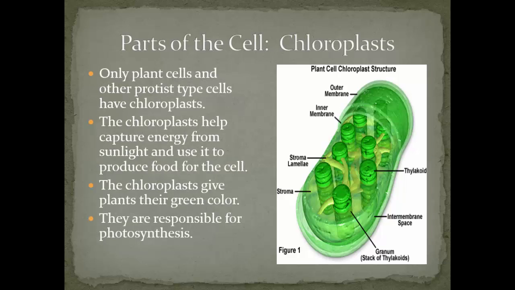Chloroplasts. They only exist in plant cells and other protist-type cells, because chloroplasts are what allow photosynthesis to occur. And photosynthesis, as you know, is the process in which plants and other photosynthetic organisms convert sunlight and carbon dioxide into sugar and oxygen. Chloroplasts give plants their green color, and like I said, they're responsible for photosynthesis. That's what they look like.